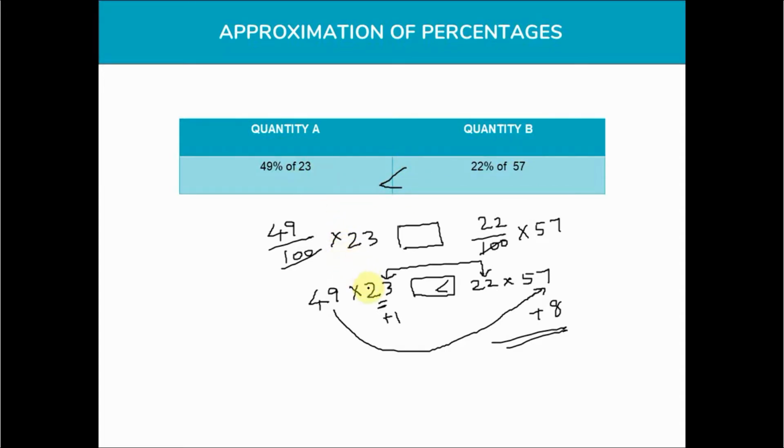If you want, you can do the calculations and check for yourself. 49 times 23, when you plug it in the calculator, you will get the answer as 1127. This side, 22 times 57, I think it's 1254. So 1127 is less than 1254. So very simple calculations I have done here. Can you see that I have not multiplied it tediously?